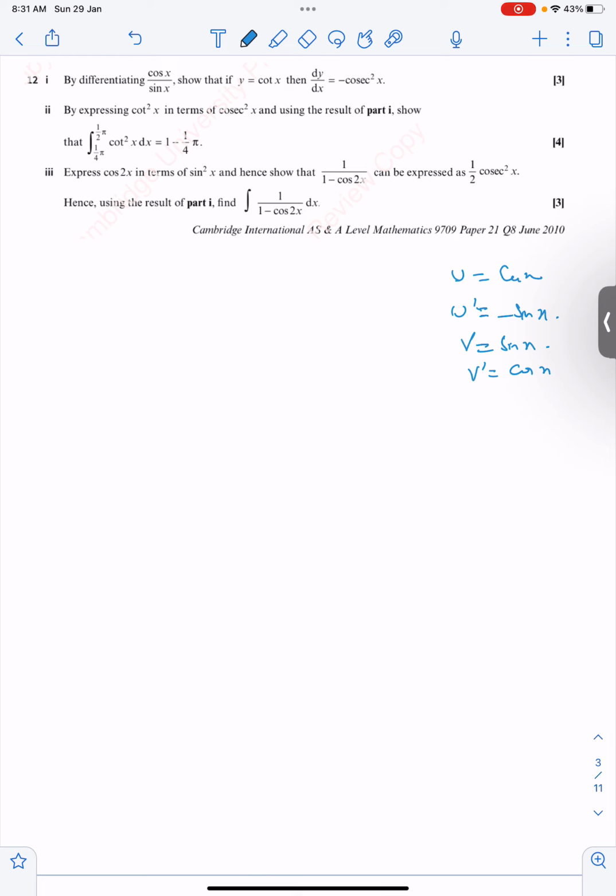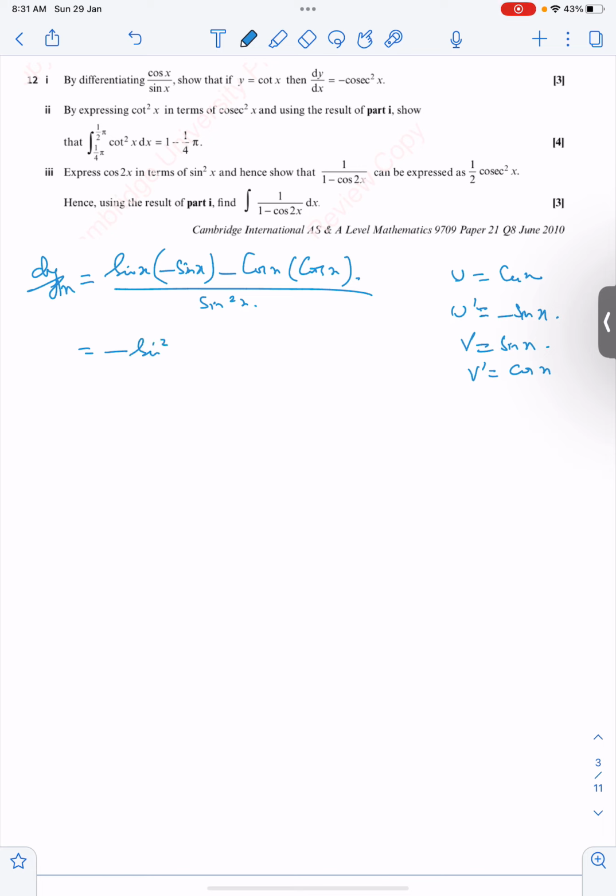Okay, so we apply the quotient formula: dy/dx equals v times u dash, which is sin x times minus sin x, minus u times v dash, which is cos x times cos x, upon v square, which is sin square x. Okay, let's simplify. This is minus sin square x minus cos square x divided by sin square x.